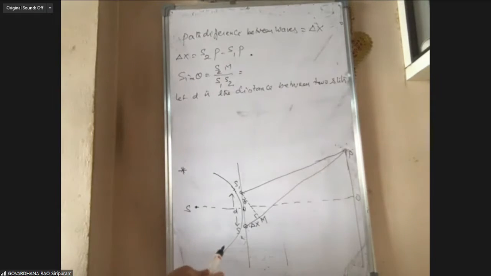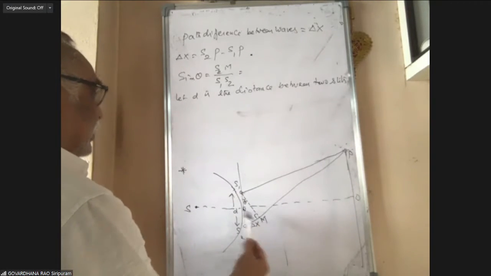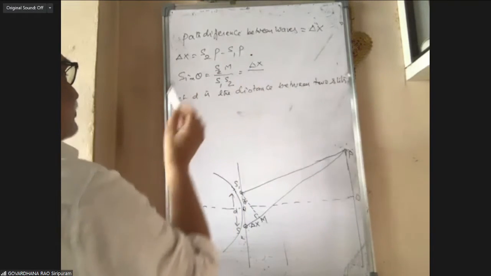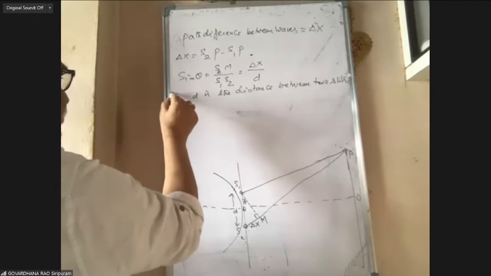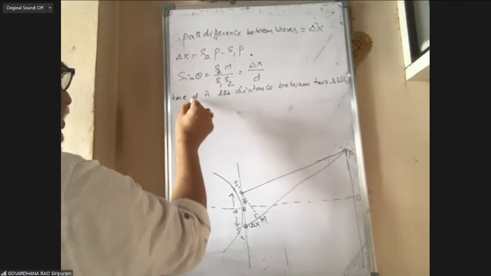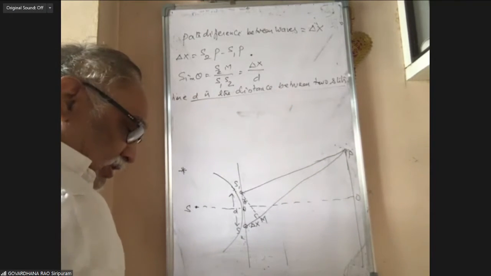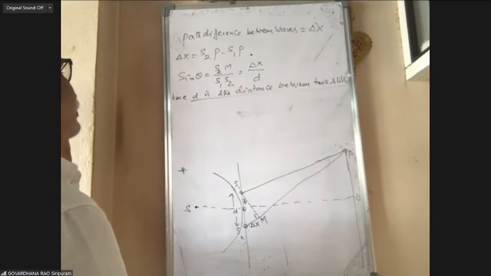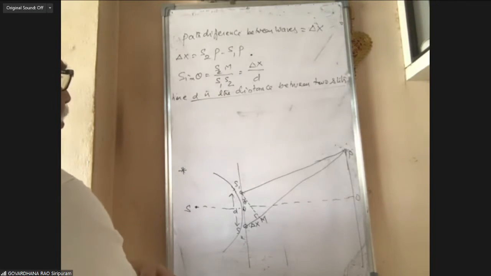D is the distance between the two slits. This is delta x. So this is delta x. This is D. Here D is the distance between two slits. Okay? Good.